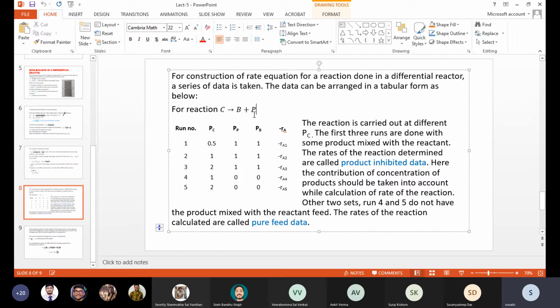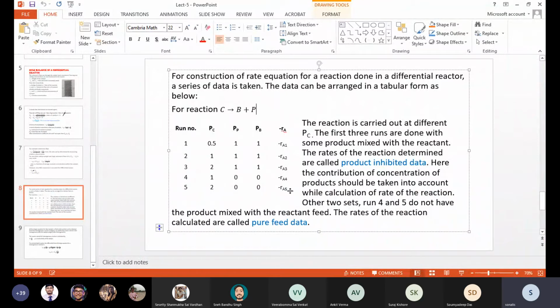If you look at this reaction, C is equal to B plus P. If you start the reaction with C, but along with C some B and P are mixed, then obviously the concentration of B and P, the products, will have some influence on the rate of the reaction. You can also think of it as Le Chatelier's principle. But if only C is there, and no B and P are mixed with C, then the rates of the reaction which you will get are called pure feed data, which are different from the other 3.